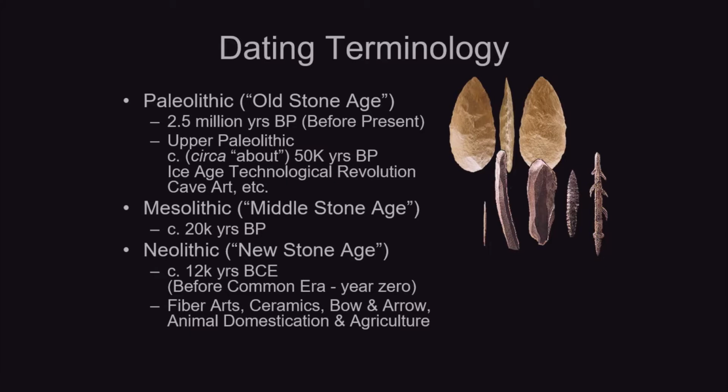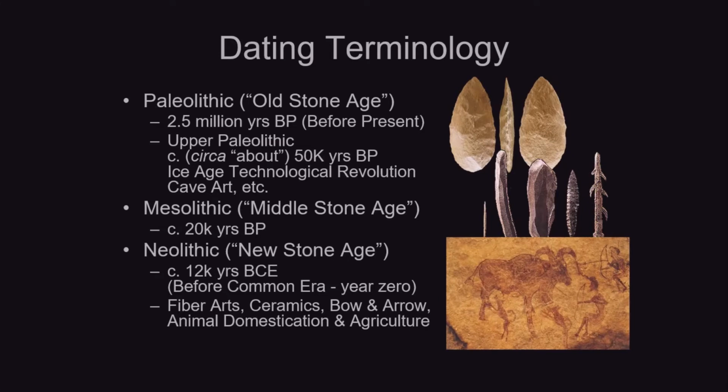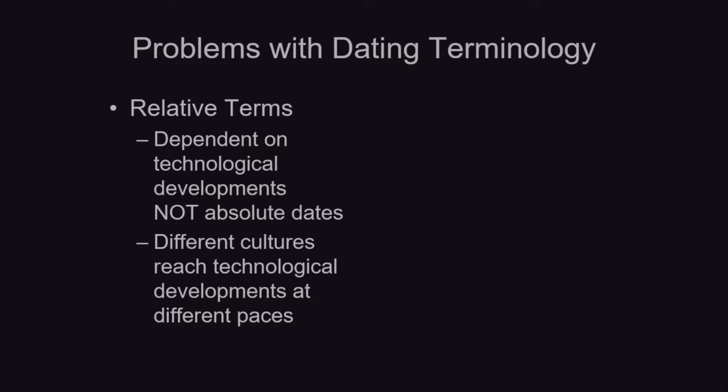And the New Stone Age is a period where we have the invention of a lot of fiber arts, ceramics, the bow and arrow, but of course the two big ones are going to be animal domestication and agriculture. Now, I do want to stress that when we're talking about this kind of terminology, it's always important to know that these are relative terms, that they're dependent on technological developments, not absolute dates. What does that mean? Well, that means that just because one culture is in the Neolithic period, it doesn't mean that all cultures are in the Neolithic period at the same time.